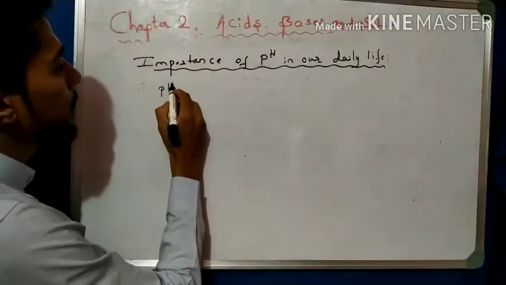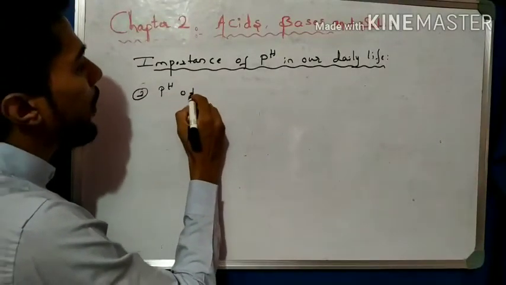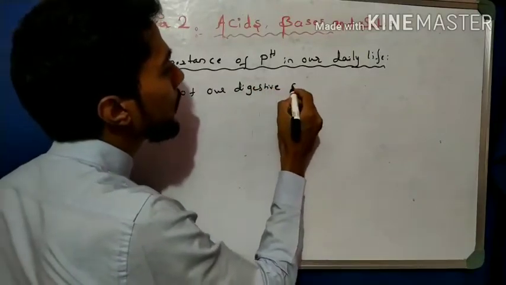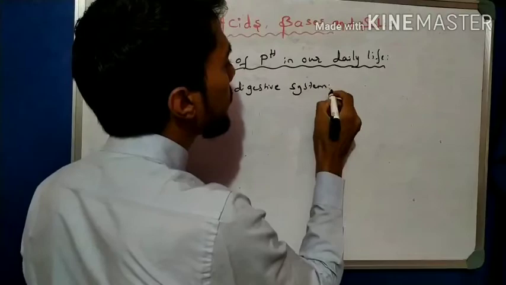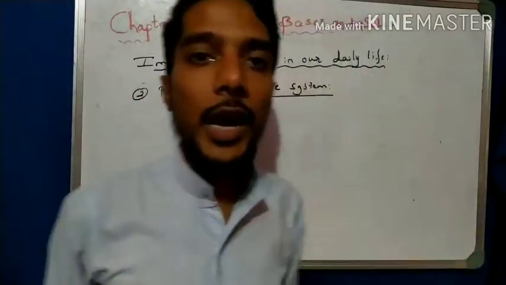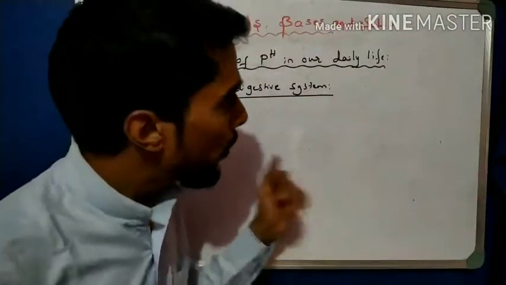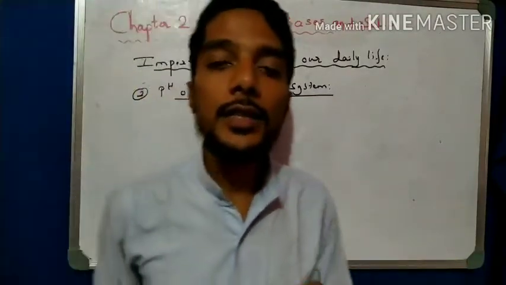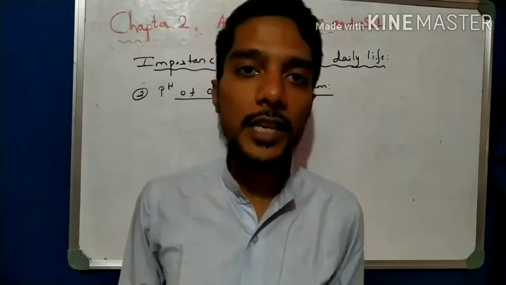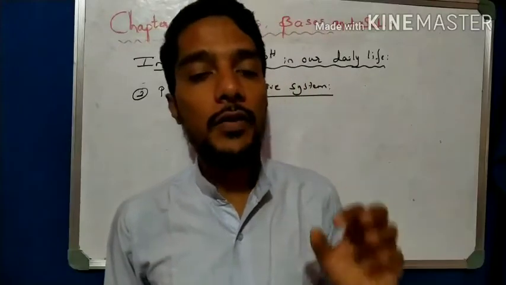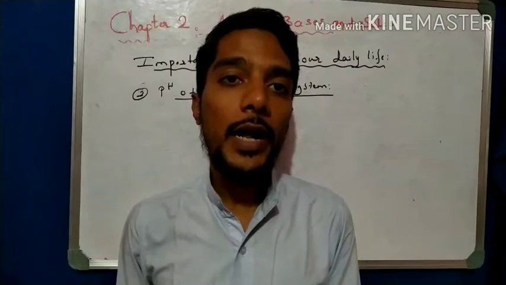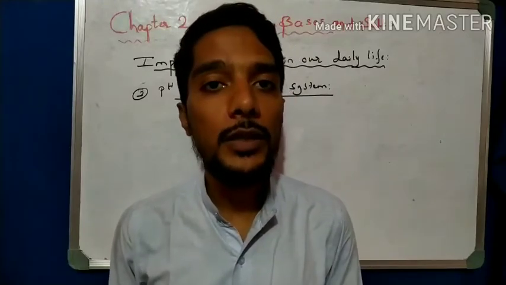Second one, pH of our digestive system. You know about that. Our stomach has hydrochloric acid, right? That hydrochloric acid is very important for the action of pepsin, as it provides an acidic medium, and it is very important to kill the bacteria present in the food, and it also facilitates the action of pepsin in the stomach.